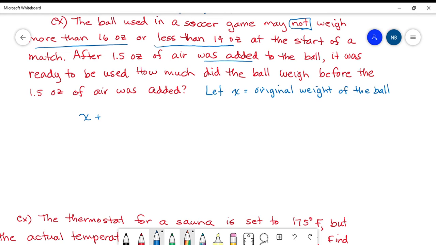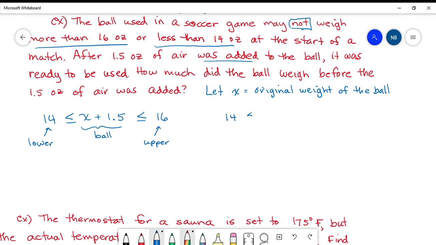We added 1.5 ounces of air. The ball's now ready to be used, which means it must be weighing less than or equal to 16 ounces, but simultaneously more than 14 ounces. Remember, it can't weigh more than 16, and it can't weigh less than 14. So the weight of the ball is trapped between the lower limit of 14 ounces and an upper limit of 16 ounces. All right, I'm going to recopy that inequality.